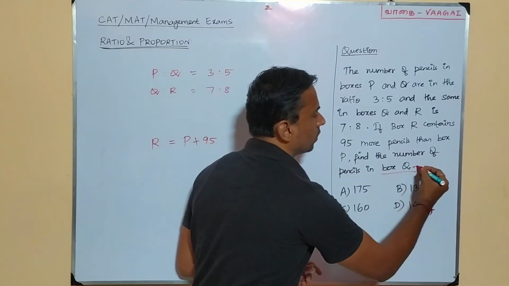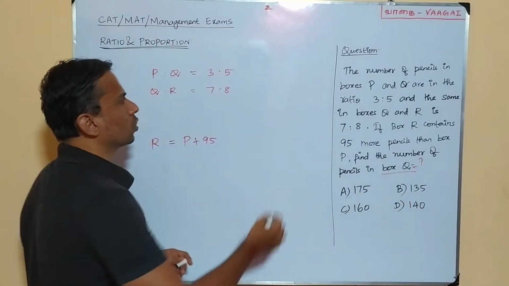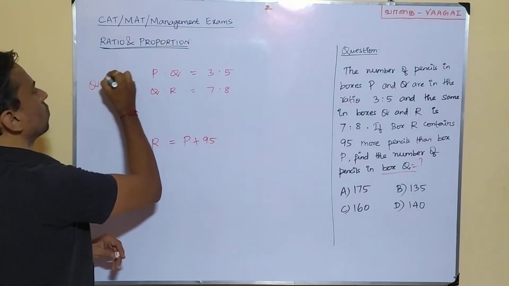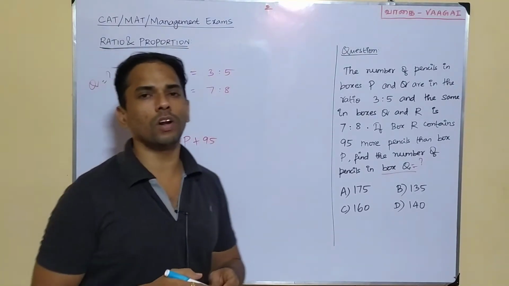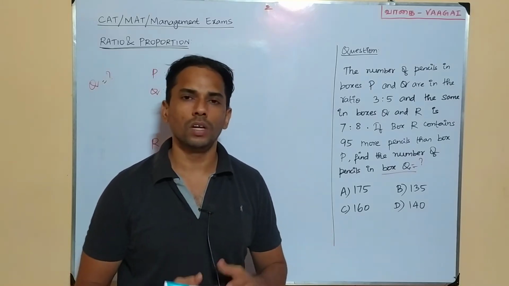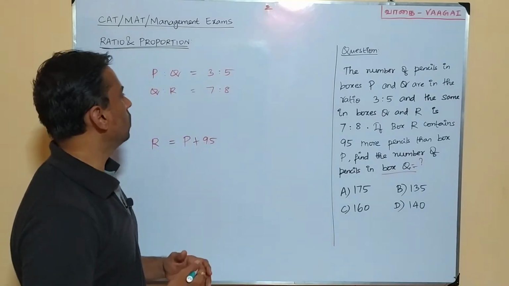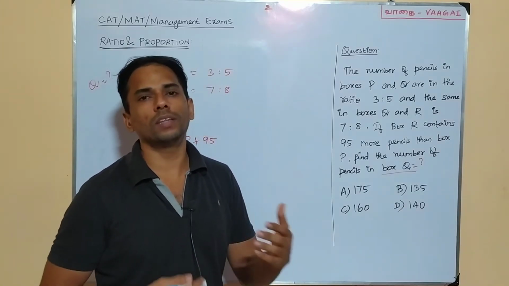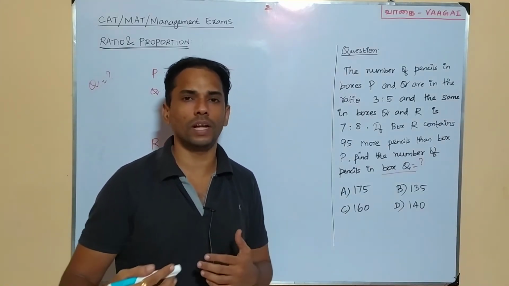So box Q, how many are there? That is the question for us. Q is how much? Let me write it somewhere here. Q is equal to what? This is going to be the question. I will not say that this is a very tough question. It's a very basic, easy question. It's based on the merging concept. We have to merge the ratios, and then calculate the answer from there.